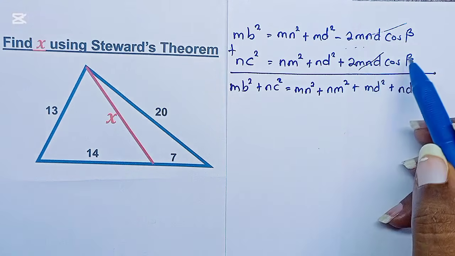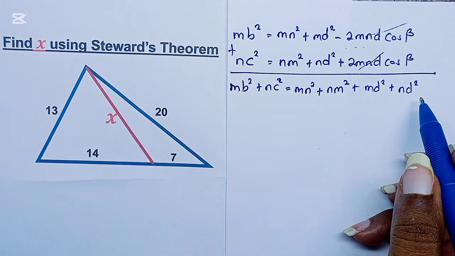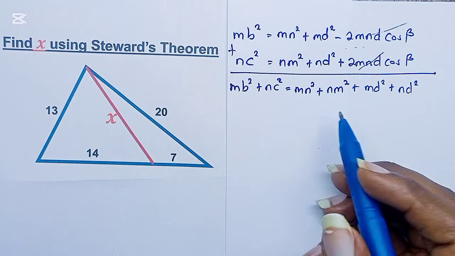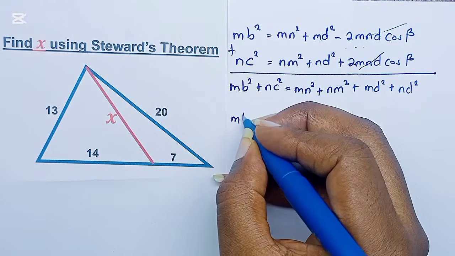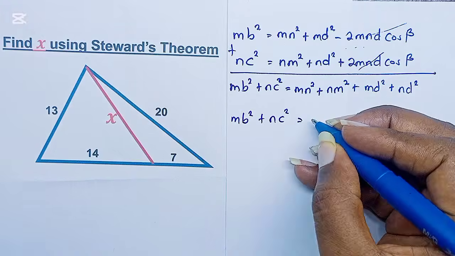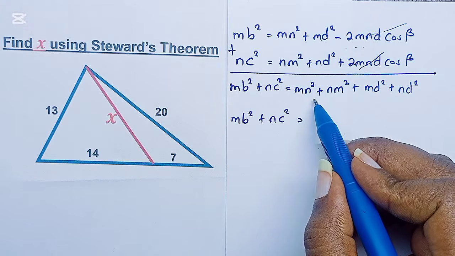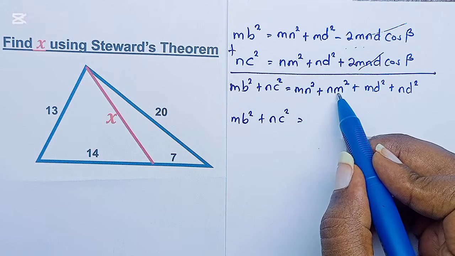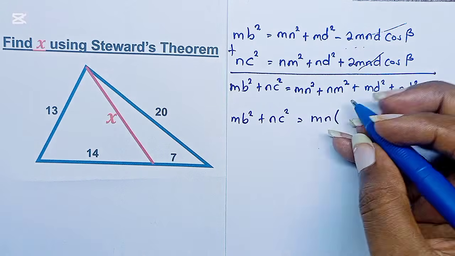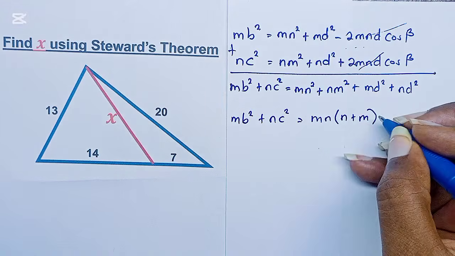This plus this, they cancel. We are left with 0 here. So this is what we get. So we factor out the like terms. Here we shall have mb squared plus nc squared being equal to, here we have mn and also here mn. So we factor out mn. Here we shall be left with n plus m.